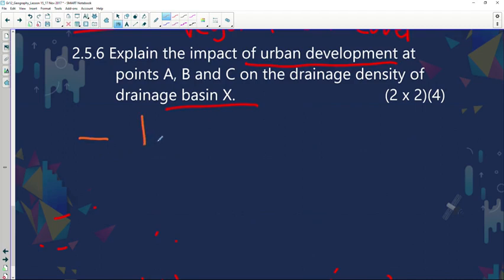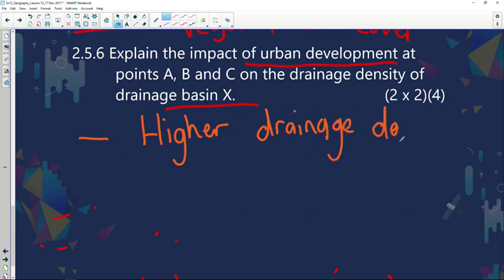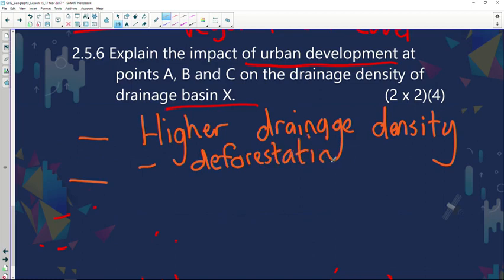So immediately, the first effect of the urban settlement will create a higher drainage density. Now, the second reason there will be a higher drainage density is because of, first of all, let's say the higher drainage density is created because of deforestation. Now the second reason is because of the artificial surface that we use.